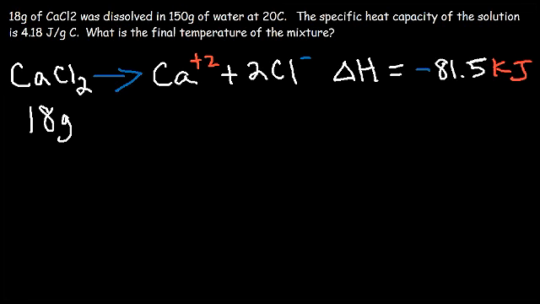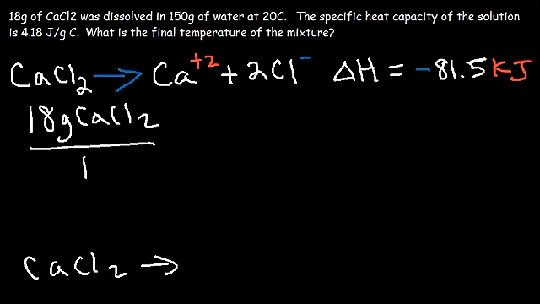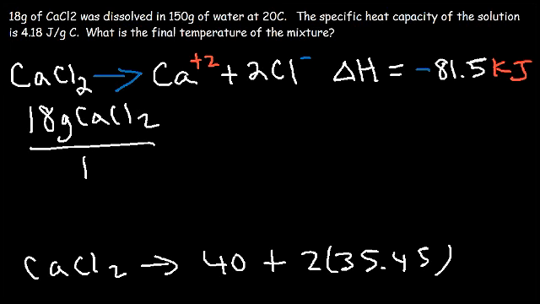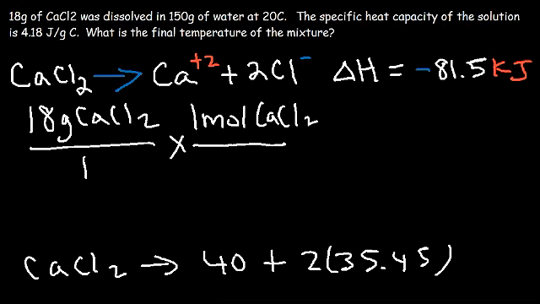Let's start with 18 grams of calcium chloride, and let's convert it to moles. So we need to find the molar mass. The molar mass for calcium is 40, and for chlorine it's 35.45, but we need to multiply that by 2. 35.45 times 2 is 70.9, plus 40, that gives us a value of 110.9. So 1 mole of calcium chloride has a mass of 110.9 grams. So let's set it up in such a way that the unit grams cancels.